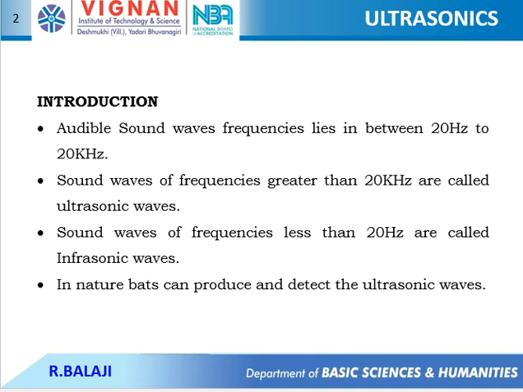Now, introduction. Generally, the audible sound waves frequency lies in between 20 Hz to 20 kHz. Sound waves having frequency greater than 20 kHz are called ultrasonic waves. Sound waves of frequency less than 20 Hz are called infrasonic waves. In nature, bats can produce and detect the ultrasonic waves.